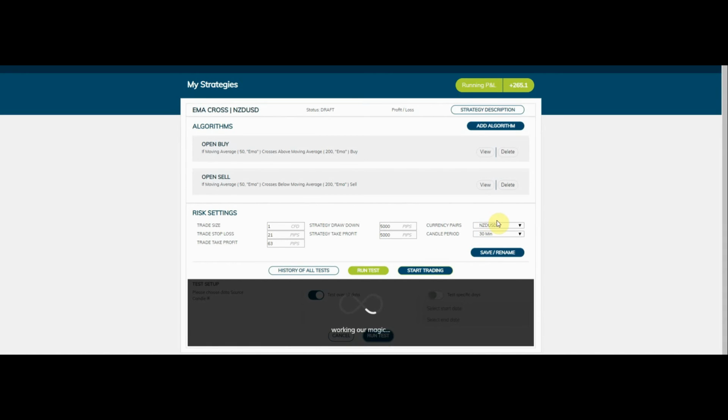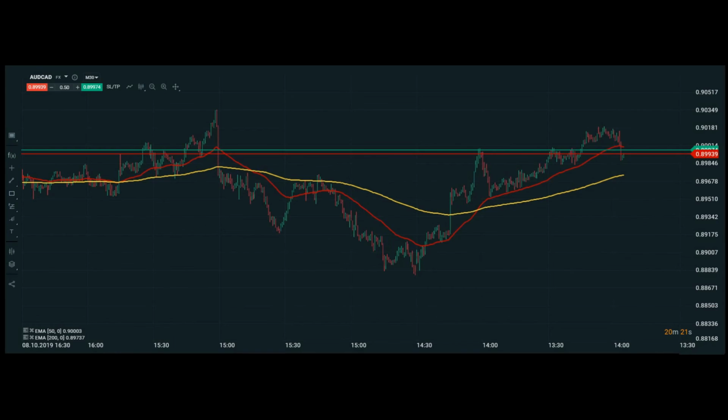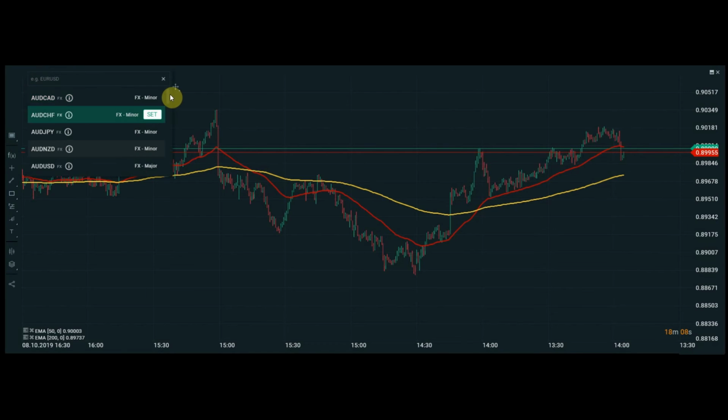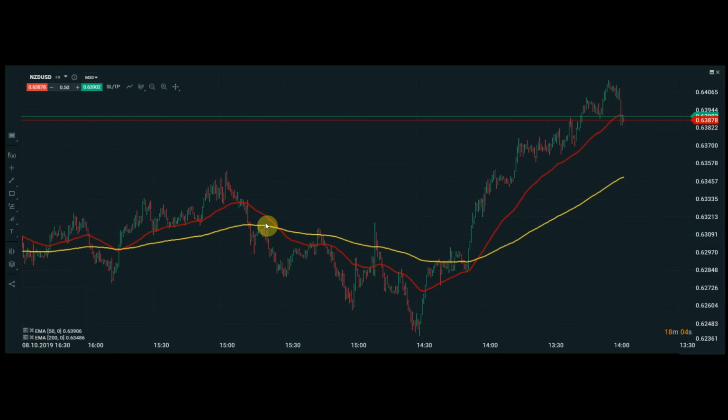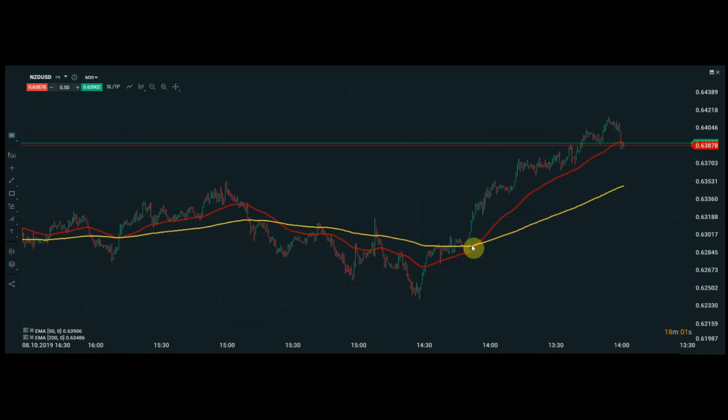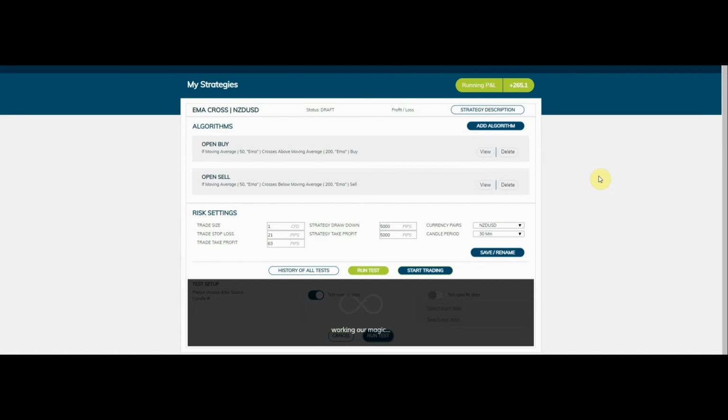We're now using Kiwi dollar, US dollar. So now what we're doing is we're using this particular currency pair here. Okay, as you can see, a little bit more volatility. So it's not as sideways as the Aussie CAD option. So let's just wait for the results to come in, and we'll see what's what. And the results should be in any second now.